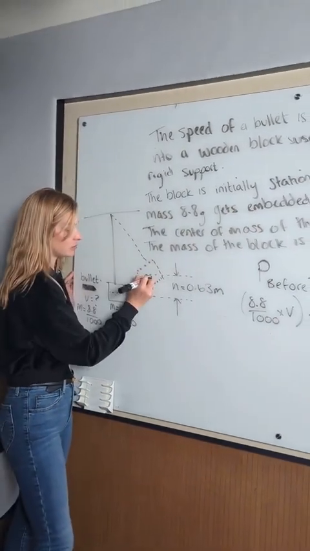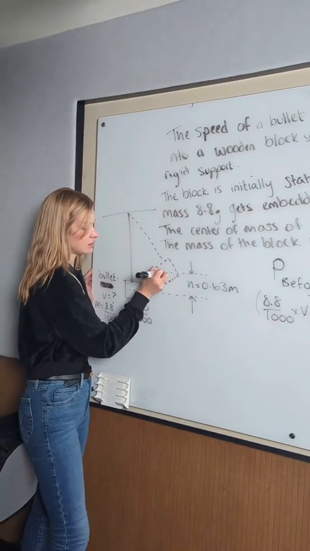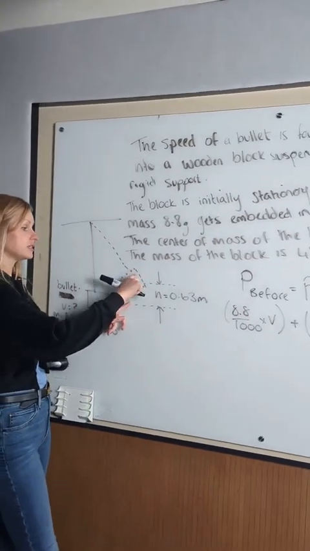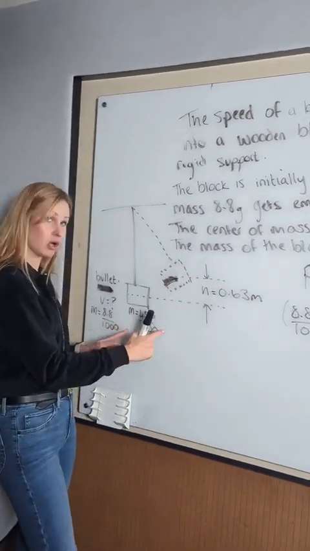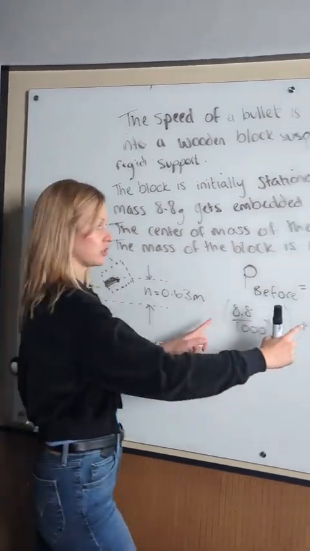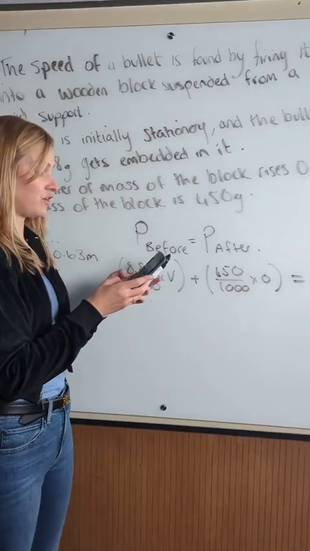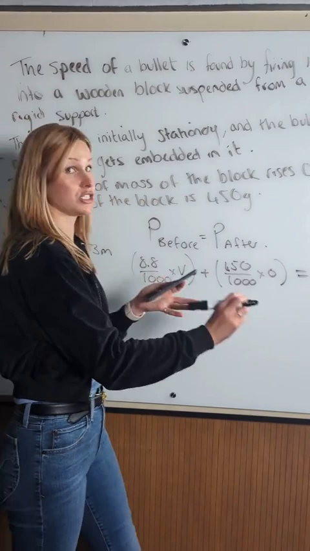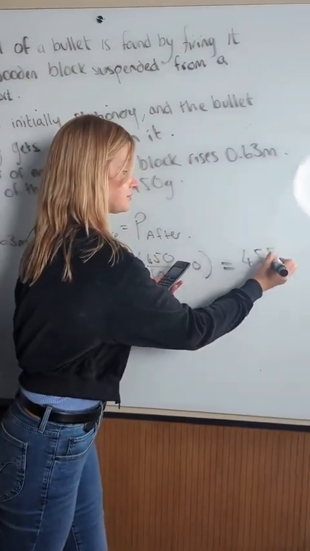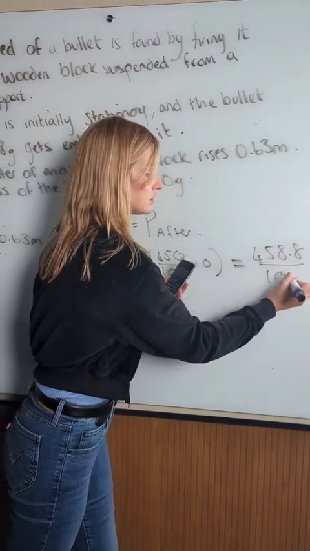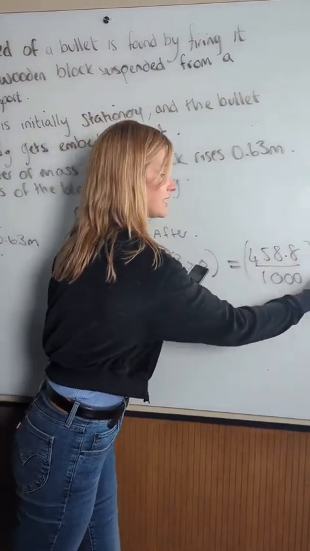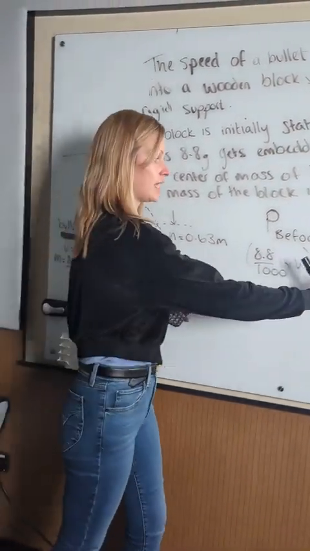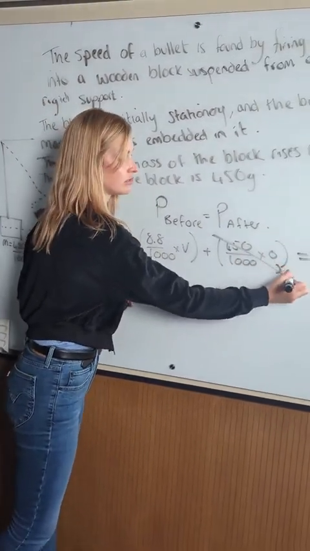I'm just going to sketch my little bullet inside it so I know that it's there. After, that's the only thing moving. So the mass now is going to be the total mass of the block and the bullet: 8.8 plus 450, and I always do it in my calculator to be safe, is 458.8 over 1,000, times its speed. Anything multiplied by 0 is 0.